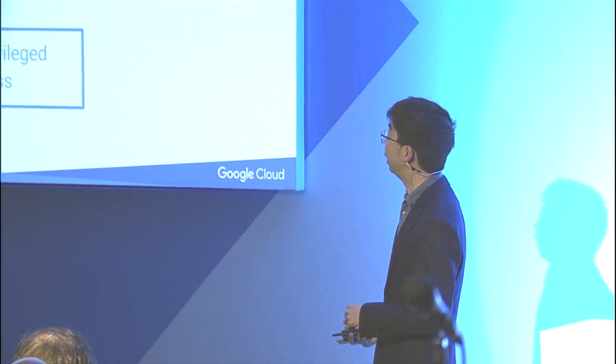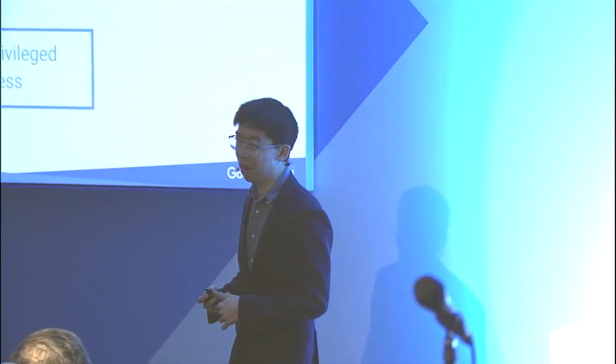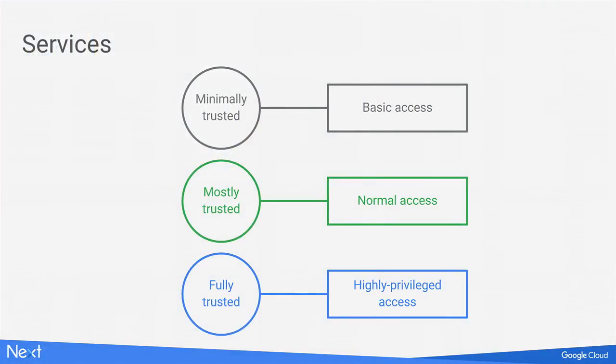Minimally trusted is basic access, and what we mean by that is stuff where you're like, okay, you need it to do your job, and to be really honest, if someone who's not a Googler looked at this stuff, it's not really the end of the world, right?